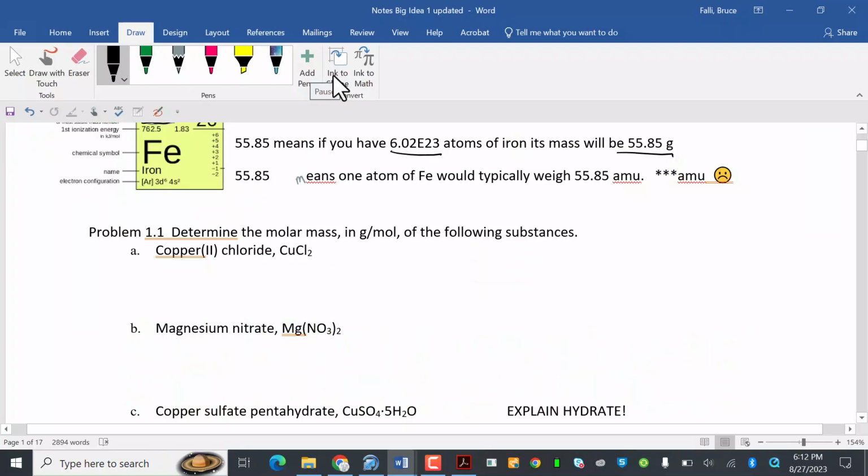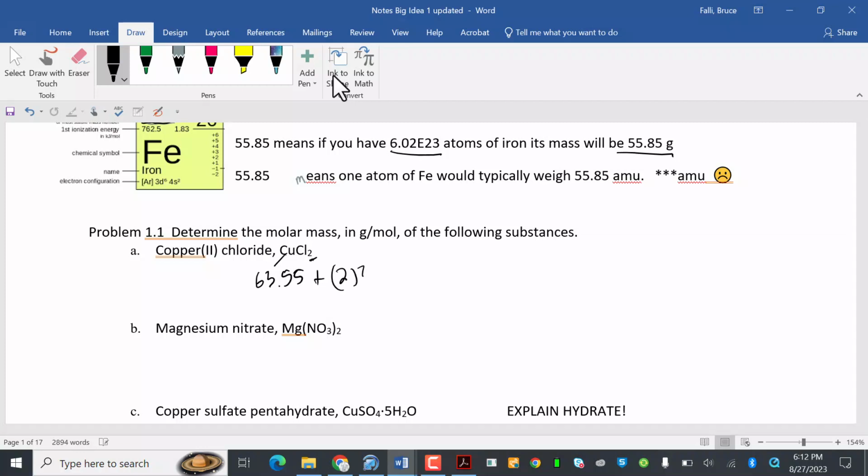So that means I have 1 copper and I have 2 times 35.45. And that's molar mass. So this will tell me how much a mole, remember 6.02 times 10 to the 23rd particles. 63.55 plus quantity 2 times 35.45, closed quantity, is 134.45. And then the units we want to use for that, it says in grams per mole. Another unit, instead of grams per mole, would be AMU.